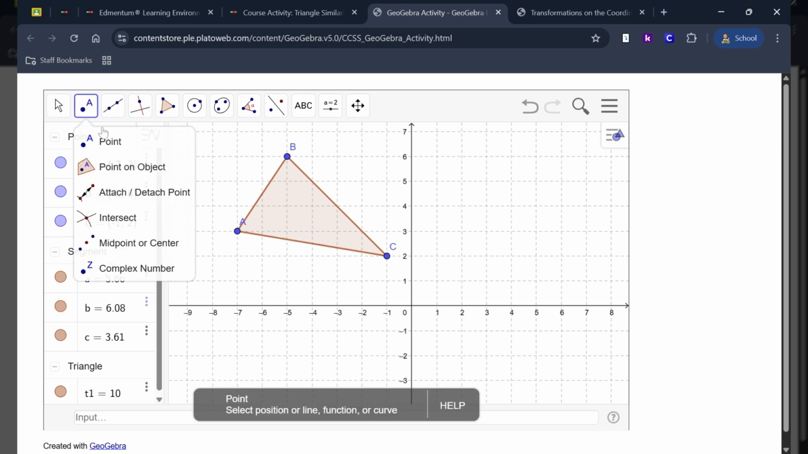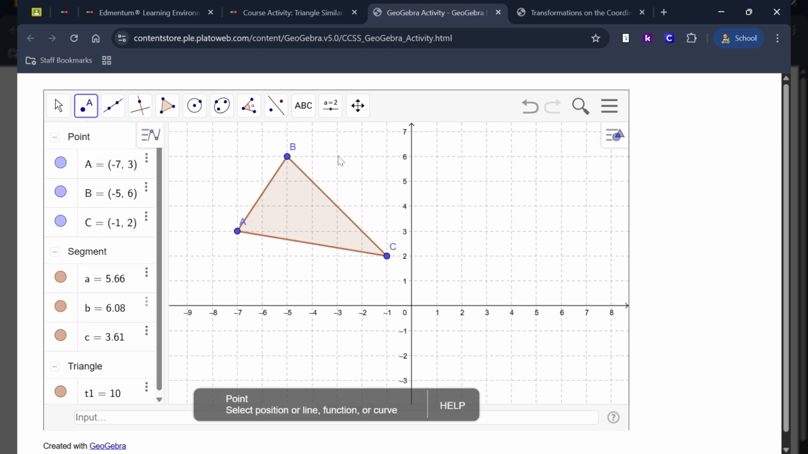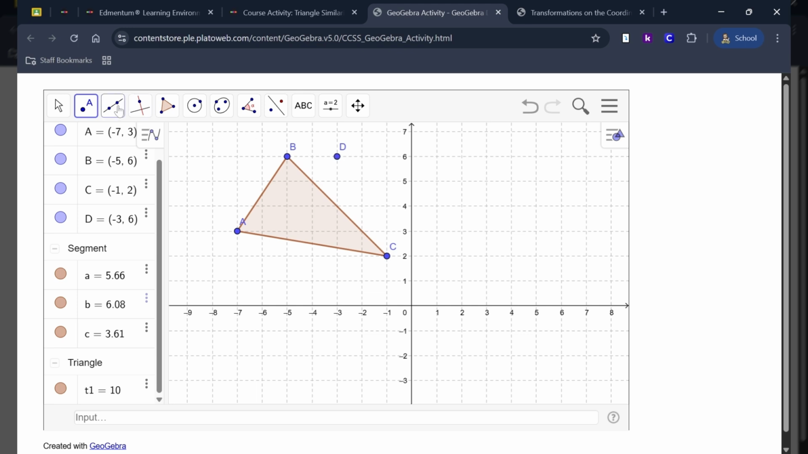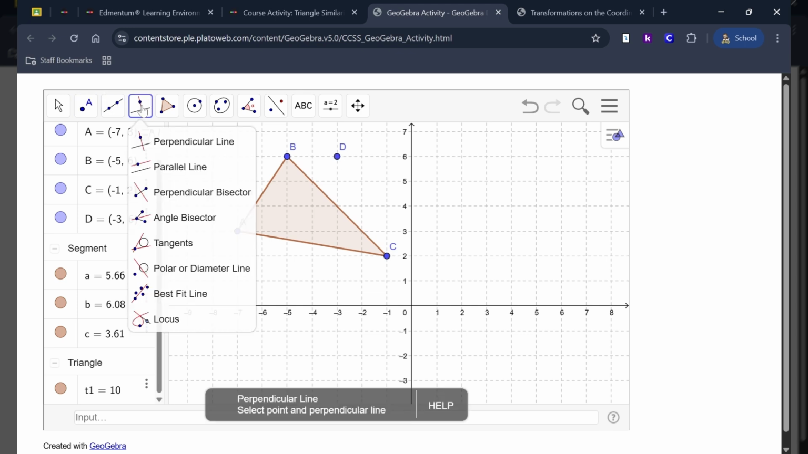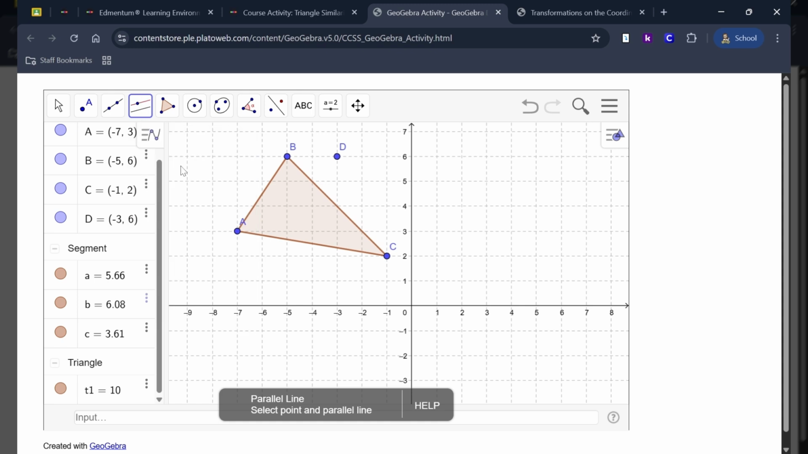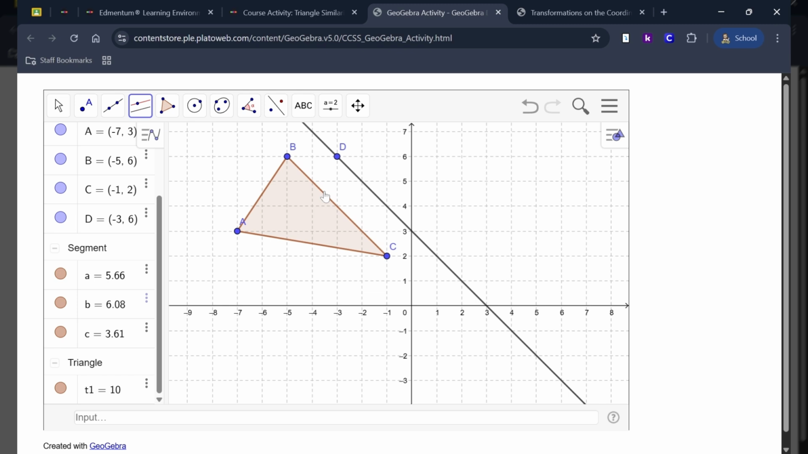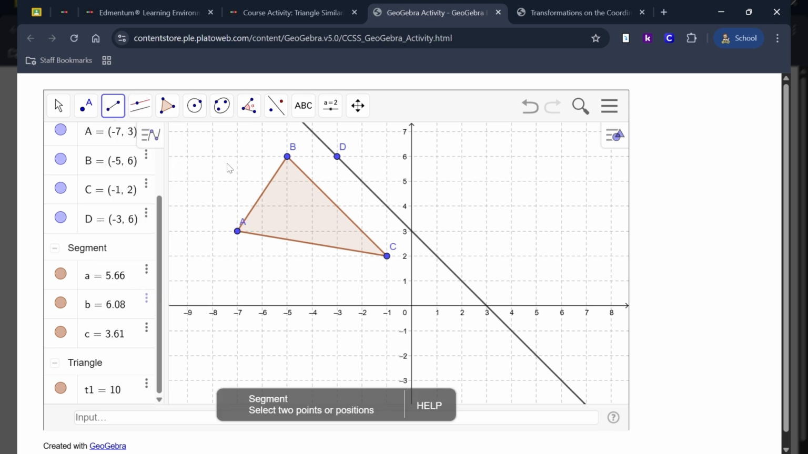So again, start with a point. Let's do the point right here. And then we want to do this right here. Go to the second one, parallel line. Click on D, click the line that you want it parallel to, which is right here, BC. All right. So again, we want a line segment, not this whole line. So let's go to segment, click on D, and then stay on the line, right? Because you want it to be parallel.